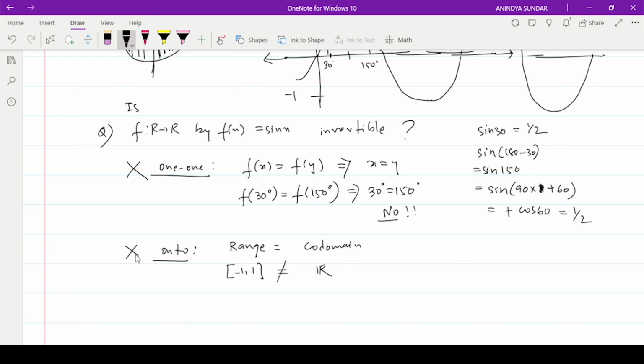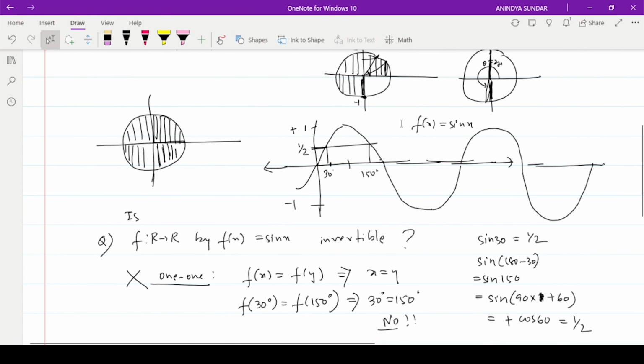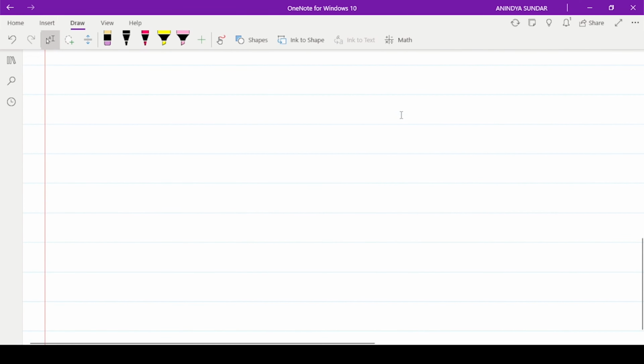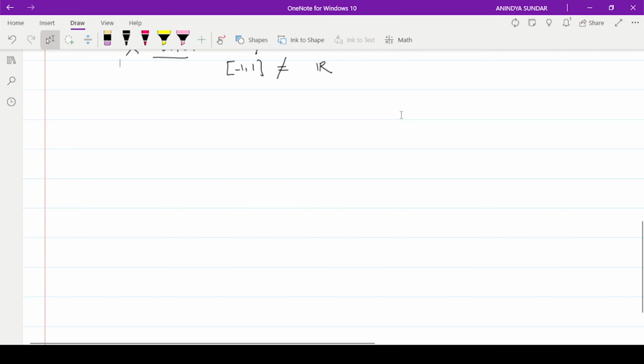So now this is the problem. This exact sine function is not invertible exactly as it is. So how can I achieve the inverse of sine? That means I have to change something in this function. I have to give some extra restrictions so that this function becomes one-one and onto.